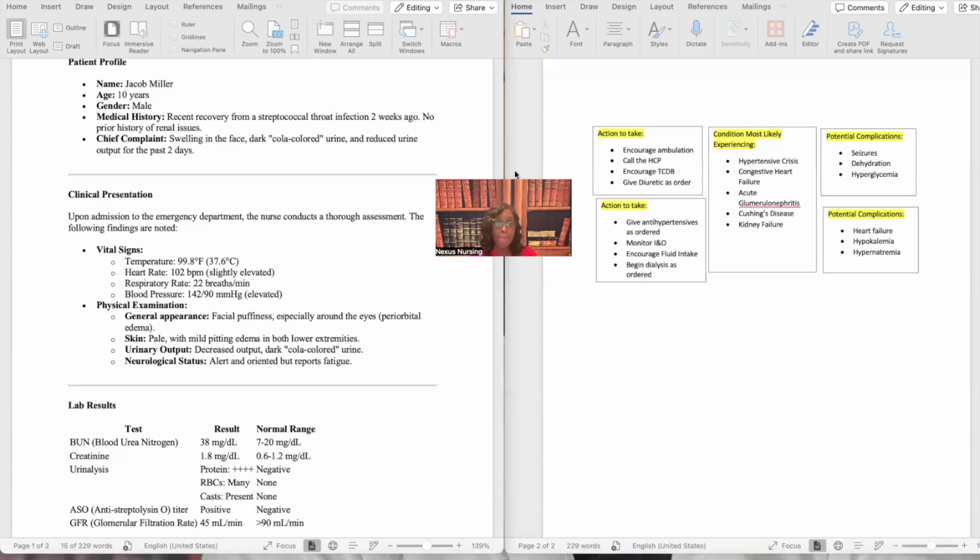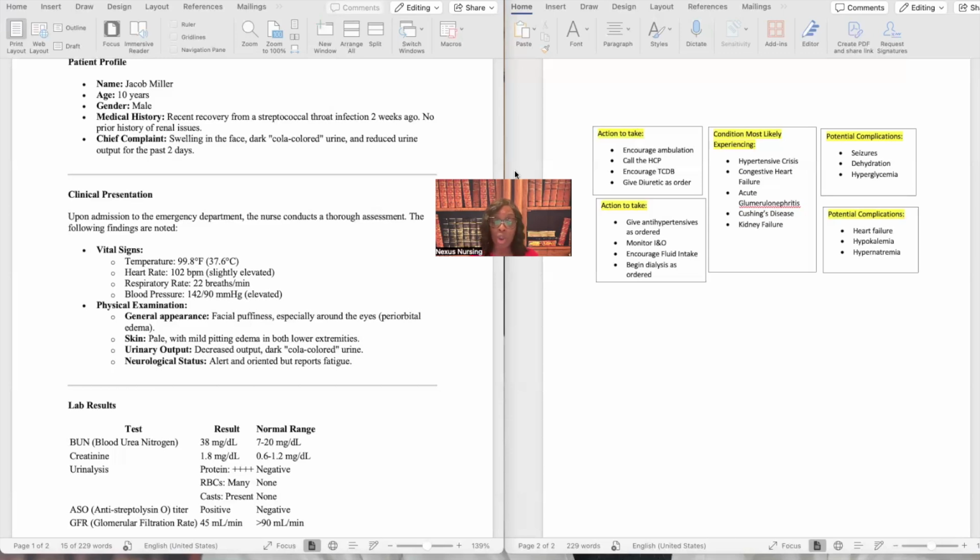Lab results: BUN 38, creatinine 1.8. Urinalysis is showing protein 4 plus. RBCs positive, many casts present. ASO titer positive, GFR 45. Okay? We read this information. Now we're going to go over it a second time.